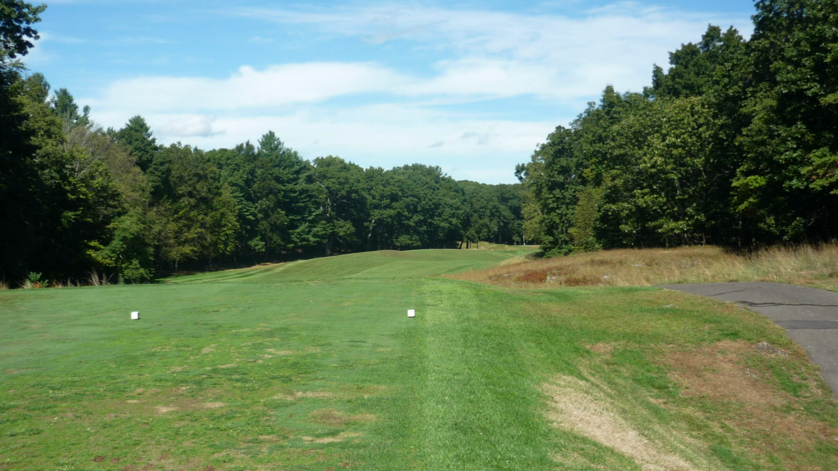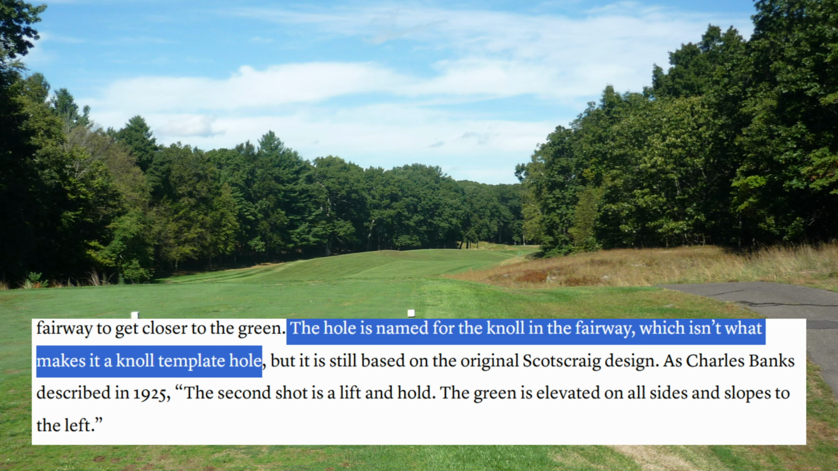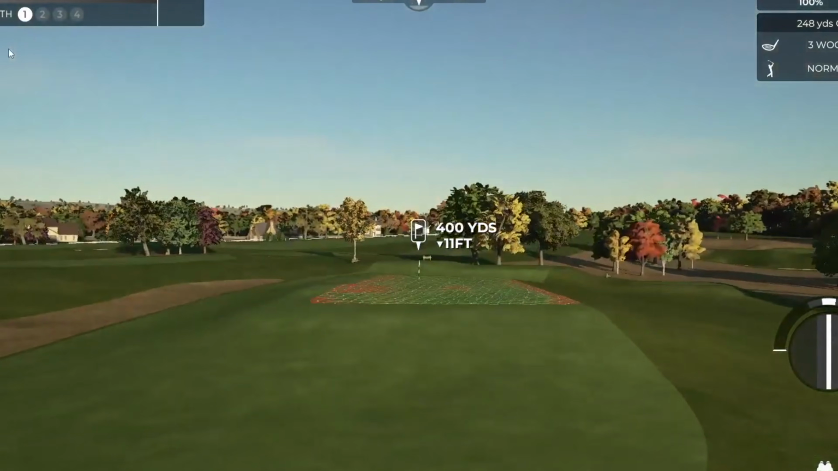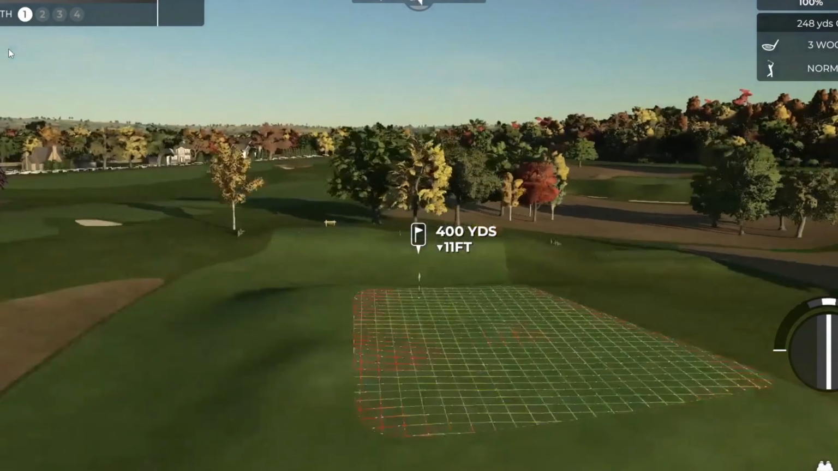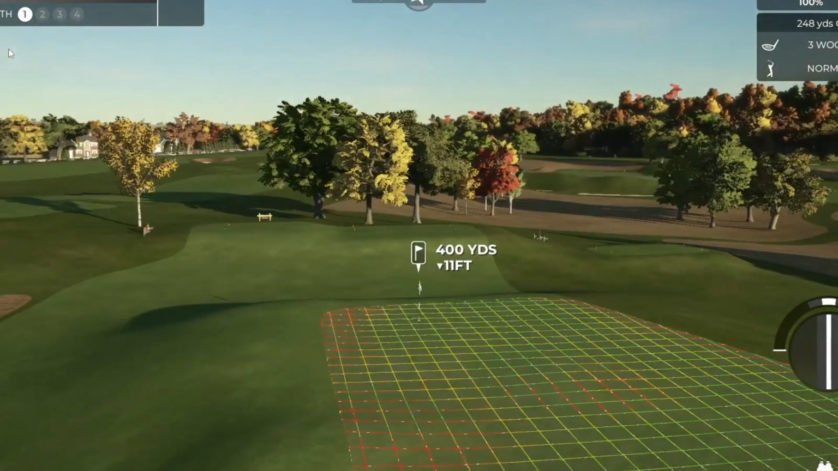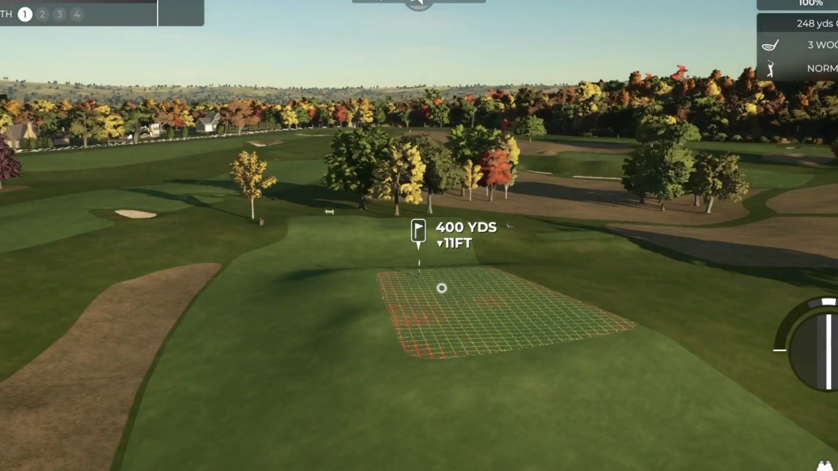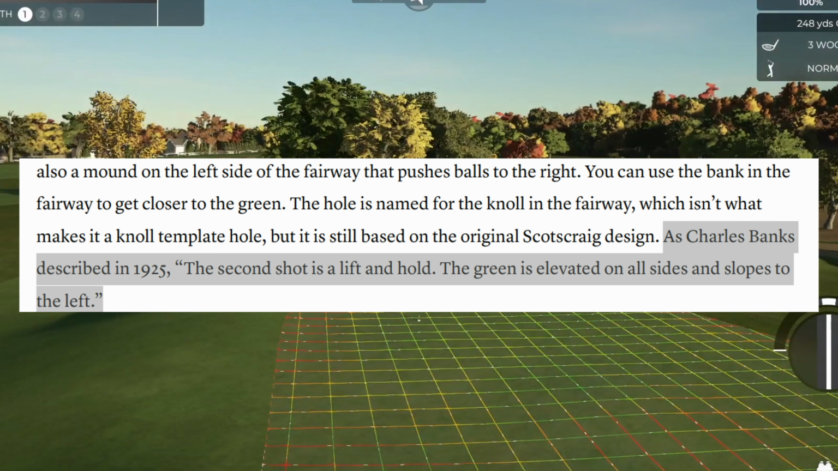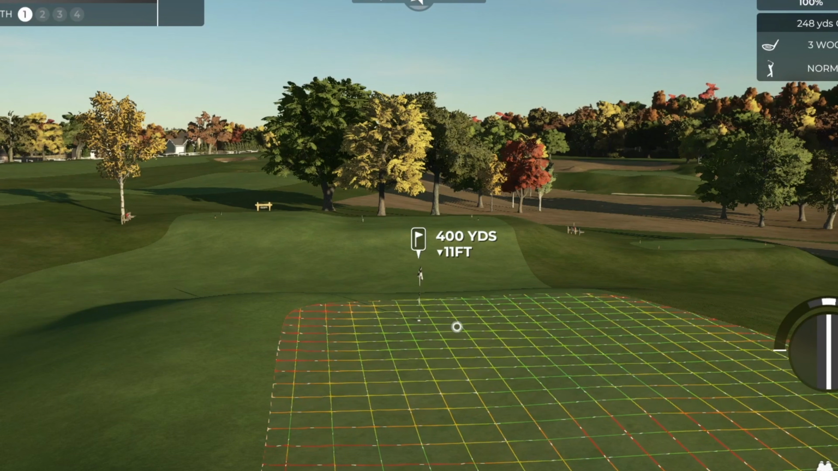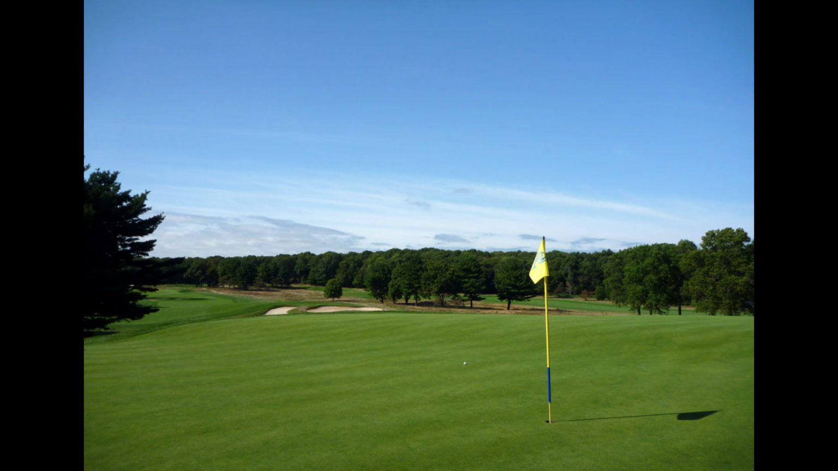The hole is named the Knoll in the fairway, which isn't what makes it the template hole, but it's still based on the original Scotscraig design, as Charles Banks said in 1925. The second shot is a lift and hold. The green is elevated on all sides, and the slope is to the left. We mentioned we have Piping Rock Golf Club, the 13th hole there, a par 4, only 300 yards. It might be the best knoll in the world.